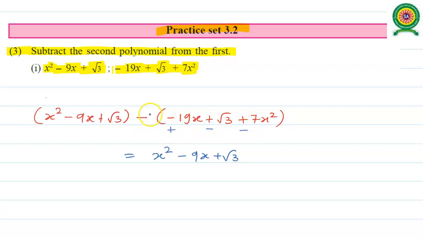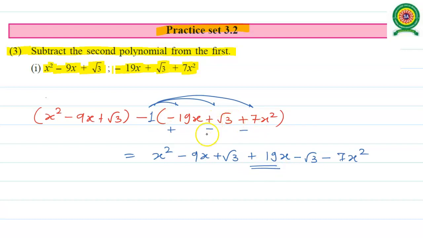Why does it become so? Ultimately we are distributing minus 1 over the bracket. As is well known, minus 1 into minus 19 gives plus 19x as it is. Now root 3 into minus 1 gives minus root 3. And minus 1 into 7x square gives minus 7x square. So while opening the second bracket, due to the middle sign being minus, the signs all change: minus 19 to plus 19, plus root 3 to minus root 3, and plus 7 to minus 7. Now let us collect the like terms in brackets.